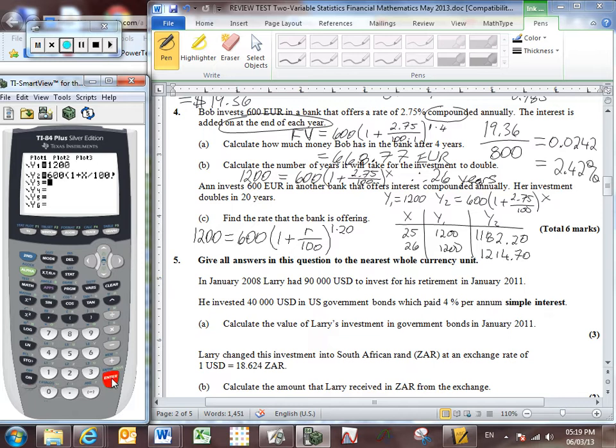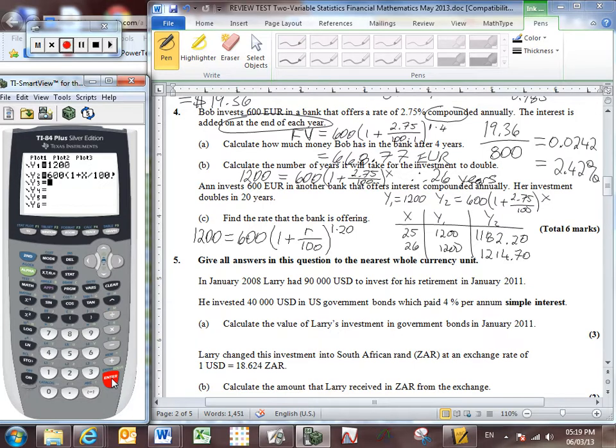Okay, now this time I do need to solve it with a graph because r doesn't have to be a whole number. It's possible to have a 5.73% interest rate, isn't it? Because it's possible to have a decimal answer here, I should do it with a graph.